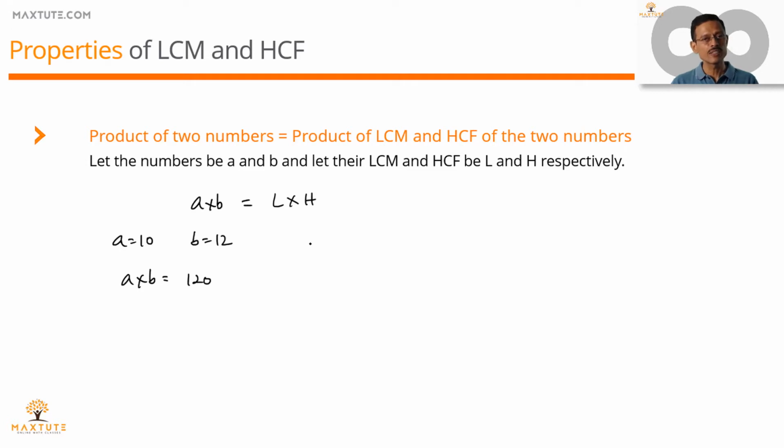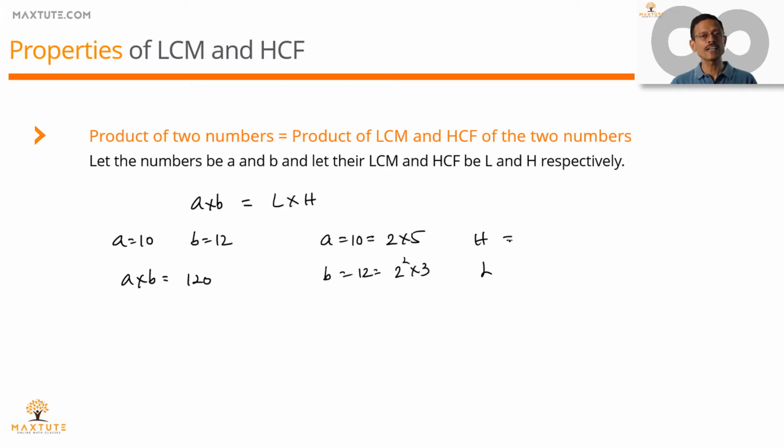Let's set about finding out the HCF and LCM of these two numbers. So first step, let's prime factorize 10. 10 will prime factorize as 2 into 5. 12 will prime factorize as 4 into 3, which is 2 square into 3. Let's find out the HCF and the LCM.